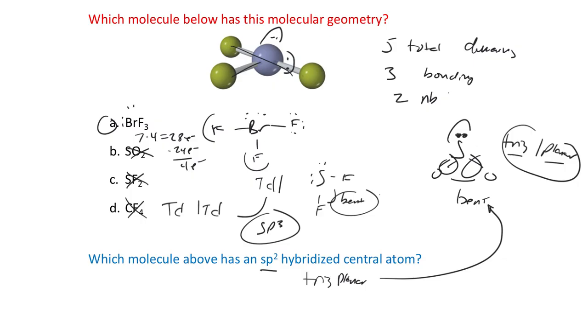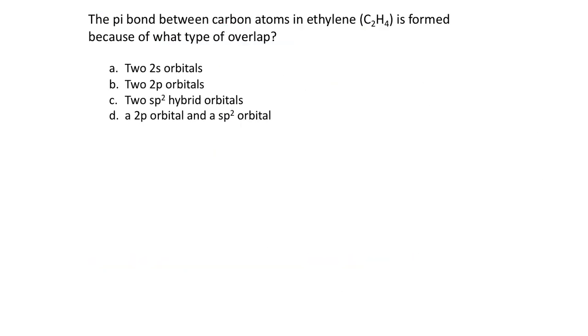I think we're down to one last question from our packet, and that is to imagine the pi bond between 2 carbons in ethylene, C2H4. Now, you may or may not know the Lewis structure right off the bat. Let's imagine you don't know the Lewis structure right off the bat.